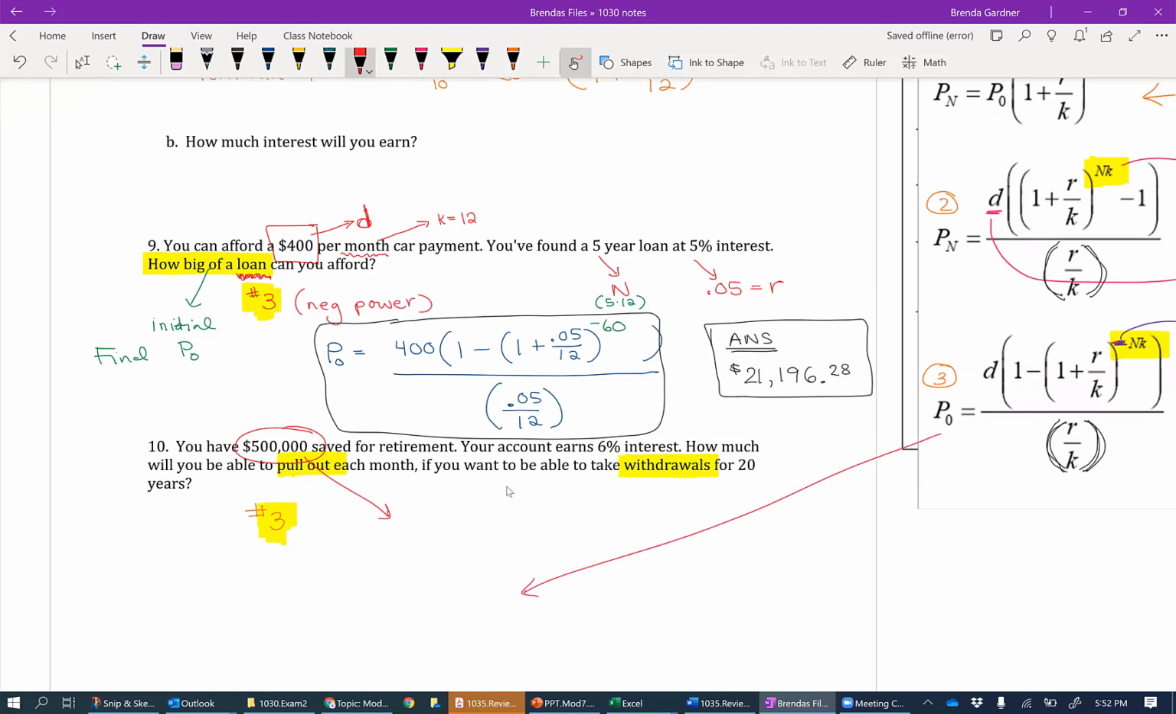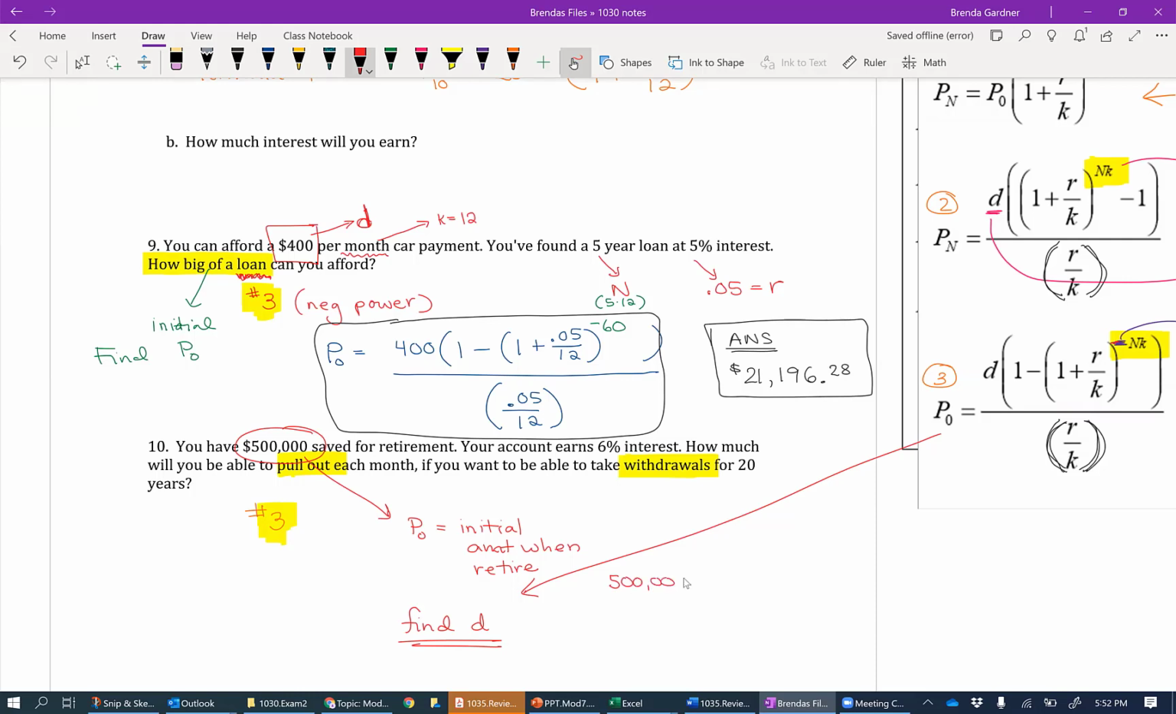That would be the PO, because you want to figure out how much you can pull out every month. So D, which is what you're figuring out. So you're going to do D and then the parentheses 1 minus 1 parentheses 1 plus, and then it's going to be 0.06 over 12 because it's monthly.